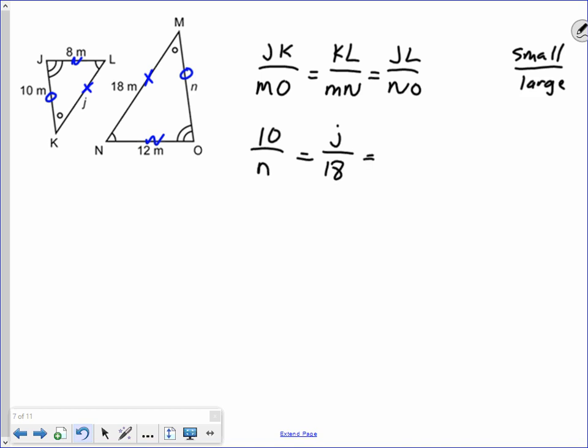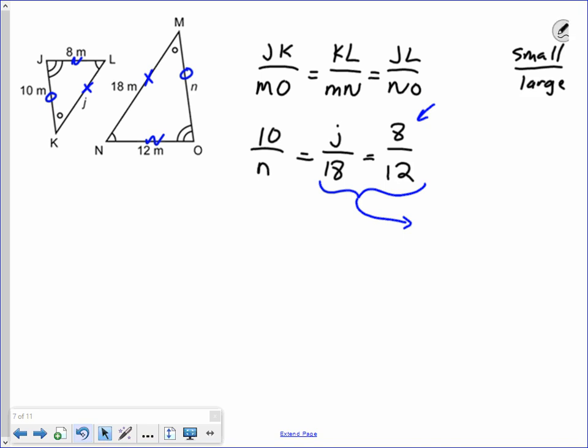And JL is 8 meters. And NO is 12 meters. Okay, so if we want to solve, we want to break this up into proportions. We are going to use this one twice because it has the one with the two numbers in it. So the first one that we're going to solve is going to be this one over here.